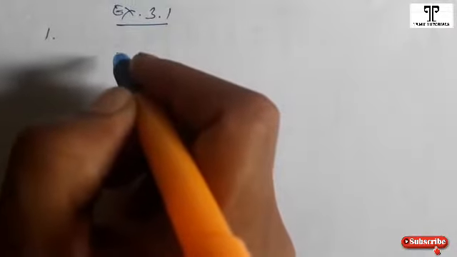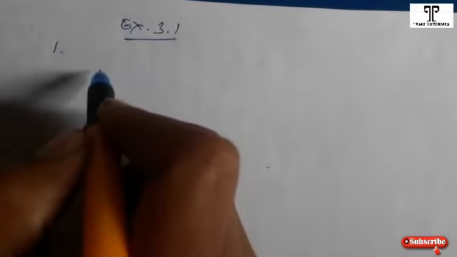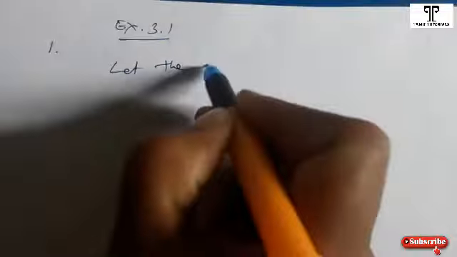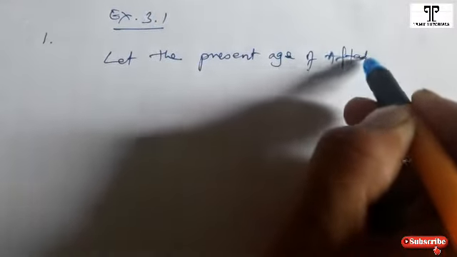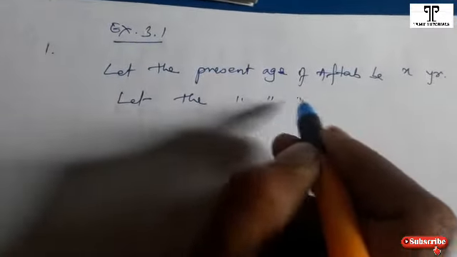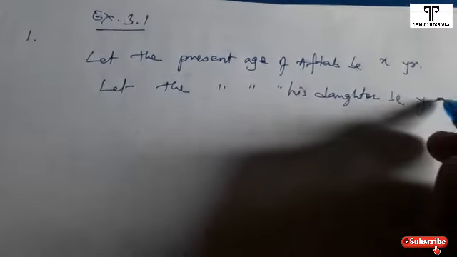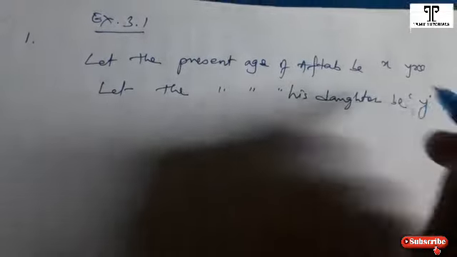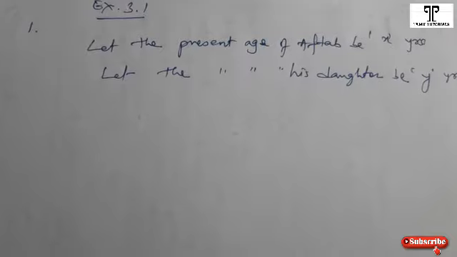So here Aftab and his daughter, their ages are compared. So we need to find, or assume, their present ages. Let the present age of Aftab be x years, and let the present age of his daughter be y years. So we need to assume their present ages. This is the first job you need to do. After that you need to see the condition.